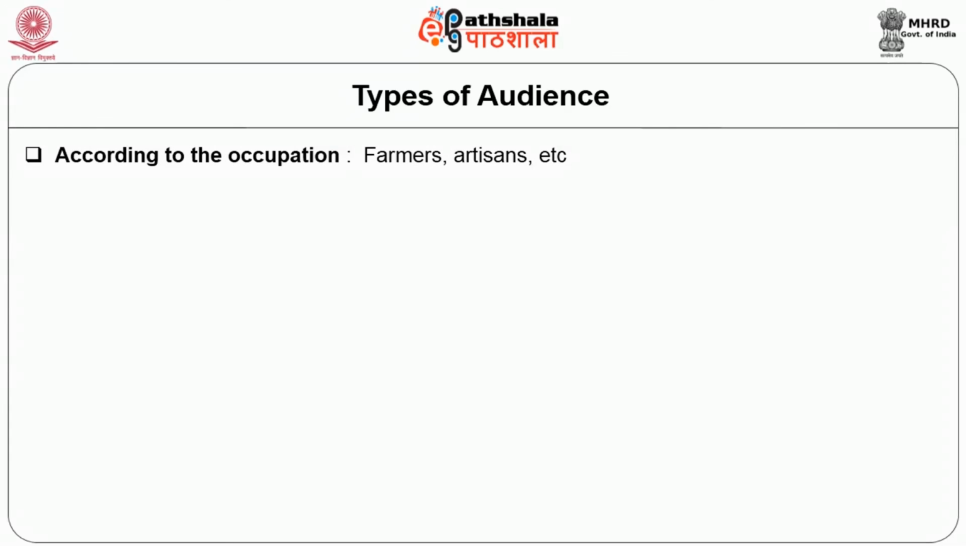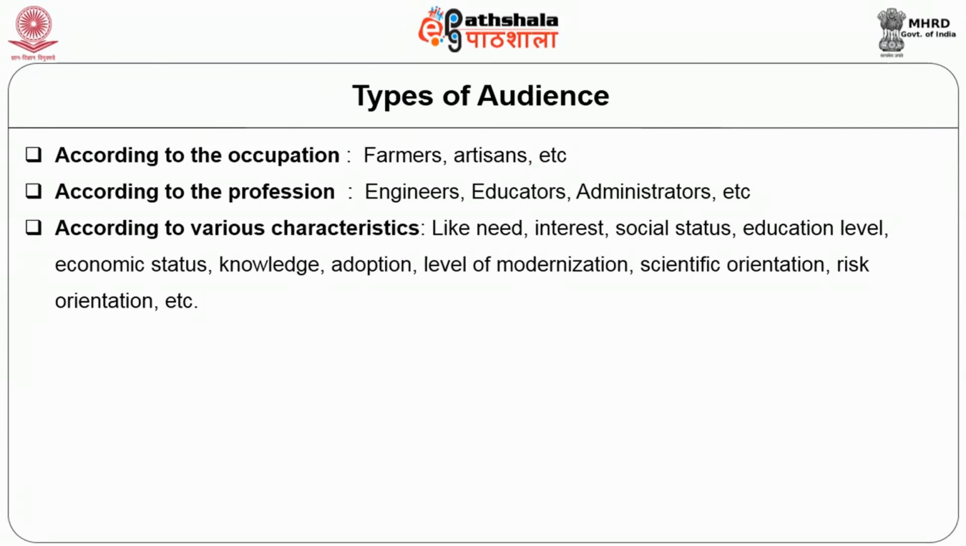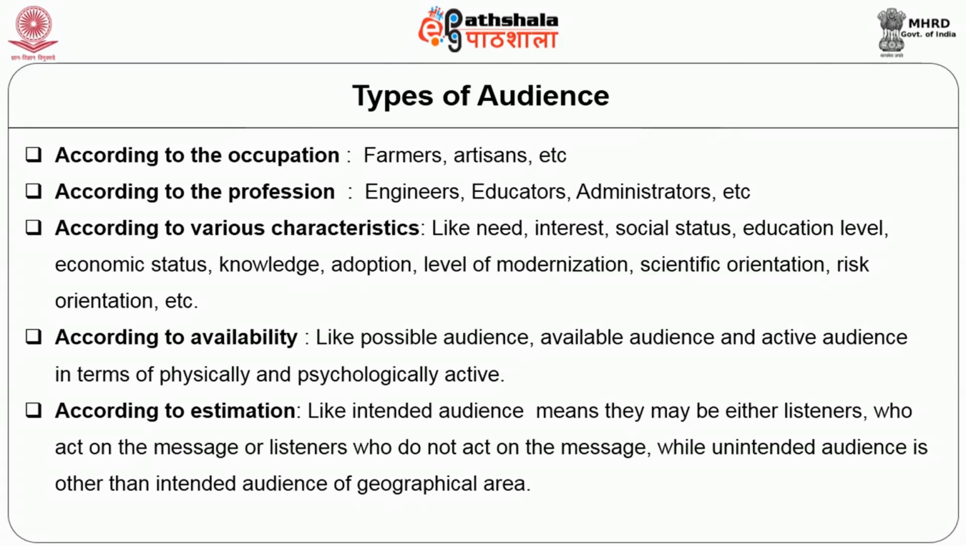According to occupation: farmers, artisans. According to profession: engineers, educators, administrators, etc. According to various characteristics like need, interest, social status, educational level, economic status, knowledge, adoption level of modernization, scientific orientation and risk orientation. According to availability, like possible audience, available audience and active audience, in terms of physically and psychologically active. According to estimation, like intended audience, meaning they may be either listeners who act upon the messages or listeners who do not act on the message, while the unintended audience is other than the intended audience of the geographical area.